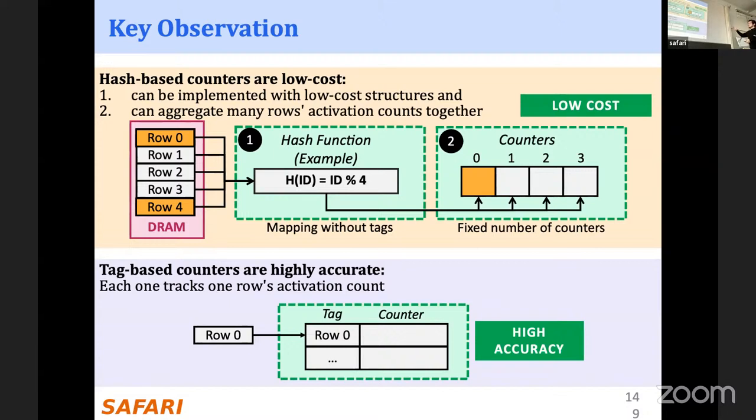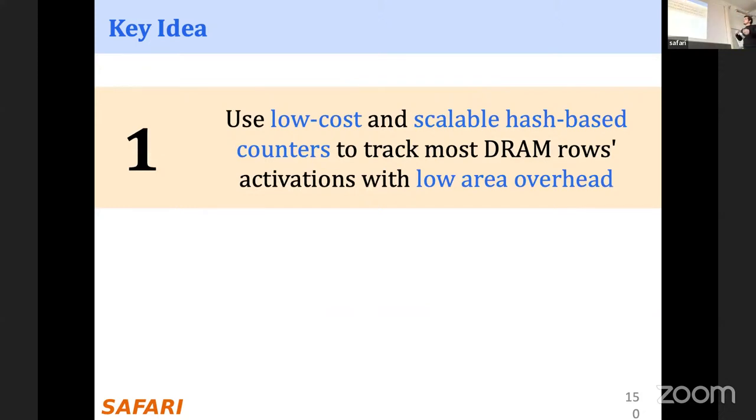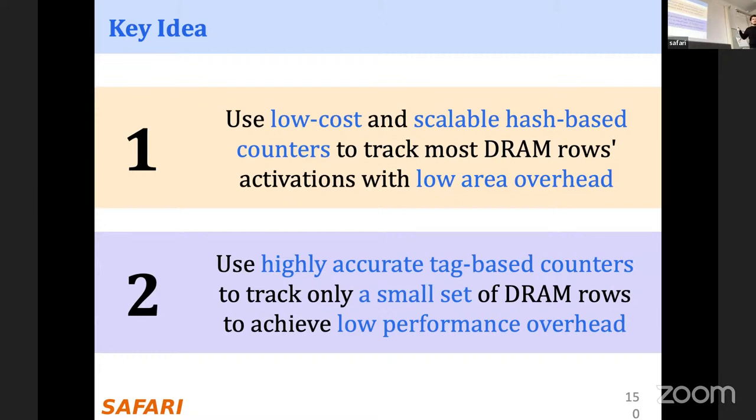And then tag-based counters, obviously, can accurately track each aggressor row's activation count. So you mix them together, because the hash-based counters have a drawback, and tag-based counters allow you to overcome that drawback. So the key idea is to essentially mix them together. But I'll reiterate. The first part of the key idea is to use these hash-based counters to track most of the DRAM rows' activation counts with low area overhead. And the second component is to use the highly accurate tag-based counters to track only the small set of DRAM rows that are subject to a lot of aliasing in the hash-based counters, to achieve low performance overhead.